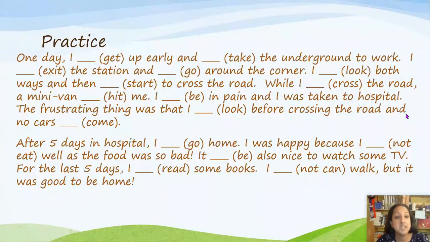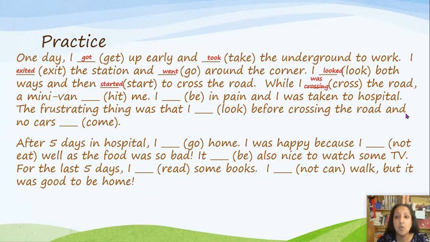So, one day I got up early and took the underground to work. I exited the station and went around the corner. I looked both ways and then started to cross the road. All of these so far are in the past simple because at the start of the story we're saying a series of actions that happened that set the scene. When we talk about actions that happened one after the other in the past, we use the past simple.